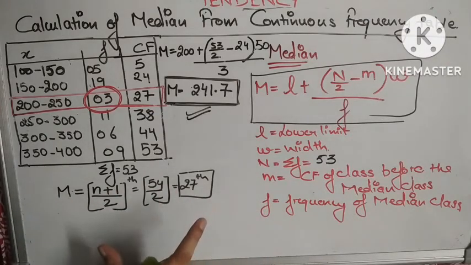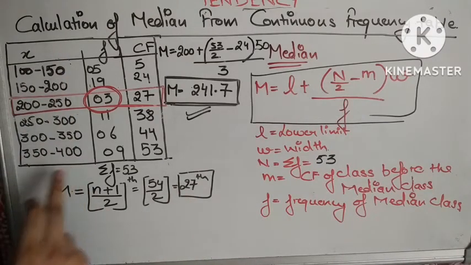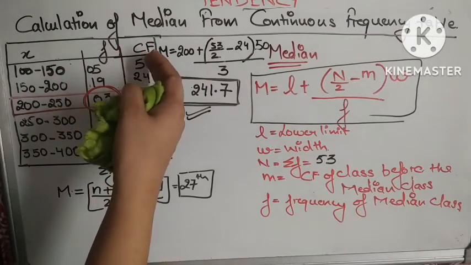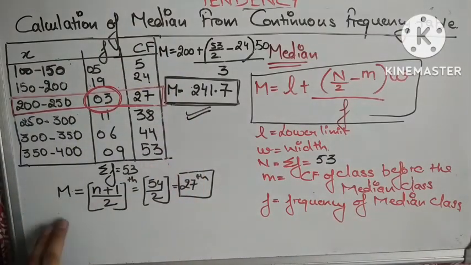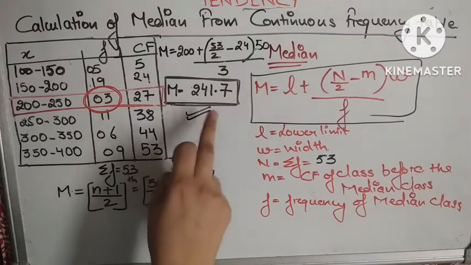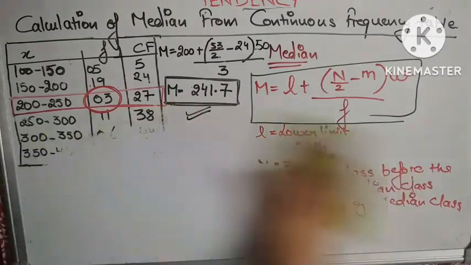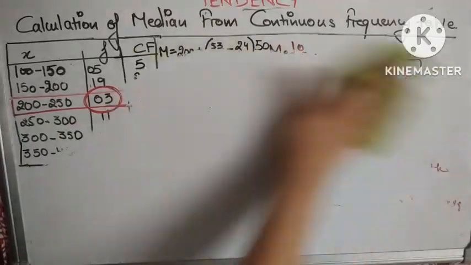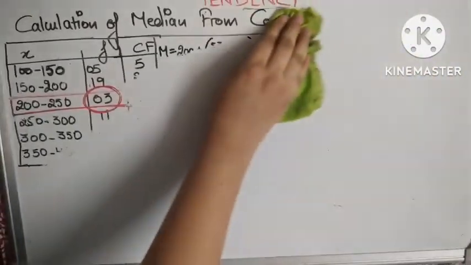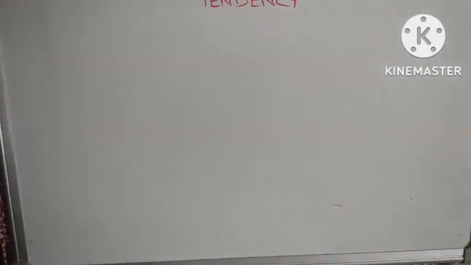Just make sure that you follow the steps, in which first of all you have to see whether your table is arranged in ascending order or not, whether you have taken the cumulative frequency or not. You have used this formula, and after using this formula your answer will be 241.7 for this particular question. Any doubt, you can just comment, and in that box only I will try to solve the question for you. Okay, so now let us see what are the merits and the demerits of having the median.